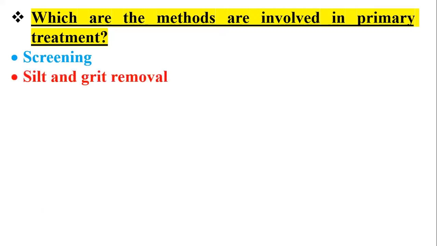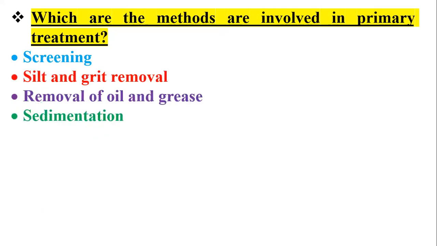Then, which methods are involved in primary treatment? It is very much necessary to know. Primary treatment includes four methods. One is screening, next is silt and grit removal, the removal of oil as well as grease is the third, and sedimentation. The primary treatment includes only four types: screening, silt and grit removal, removal of oil and grease, and sedimentation.